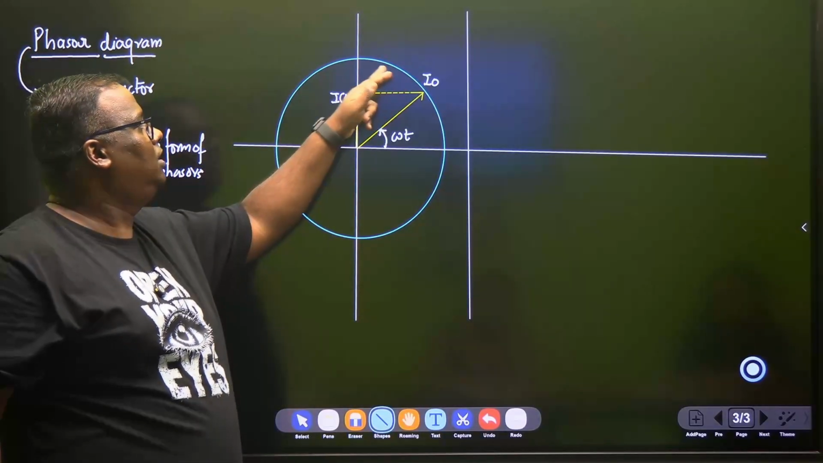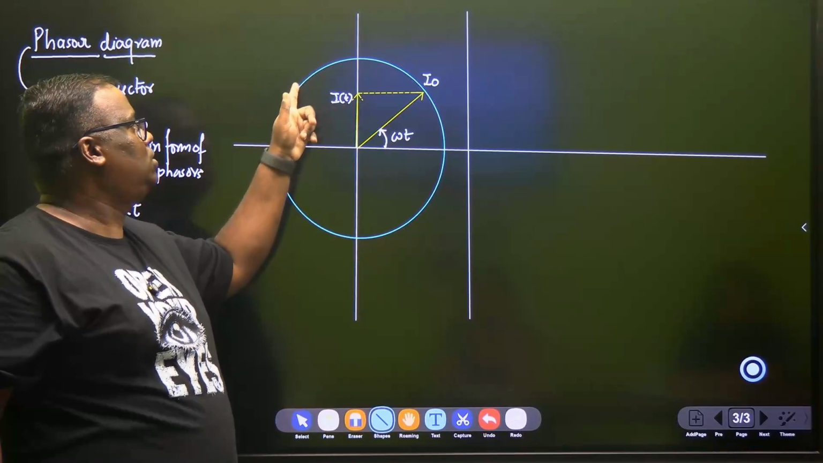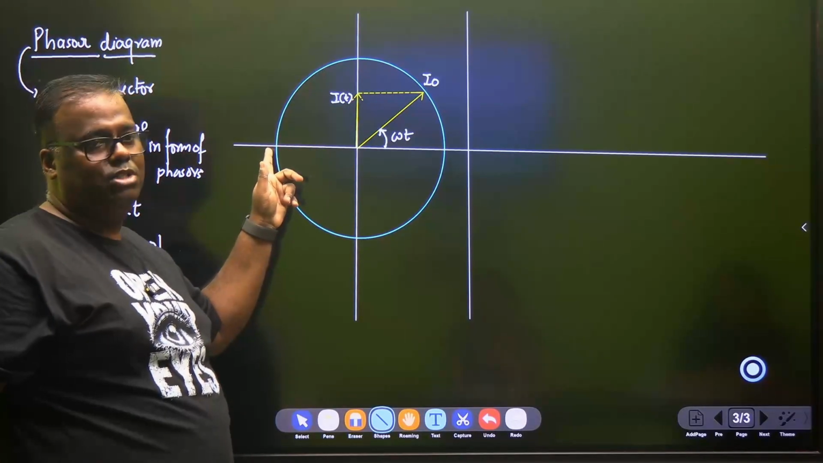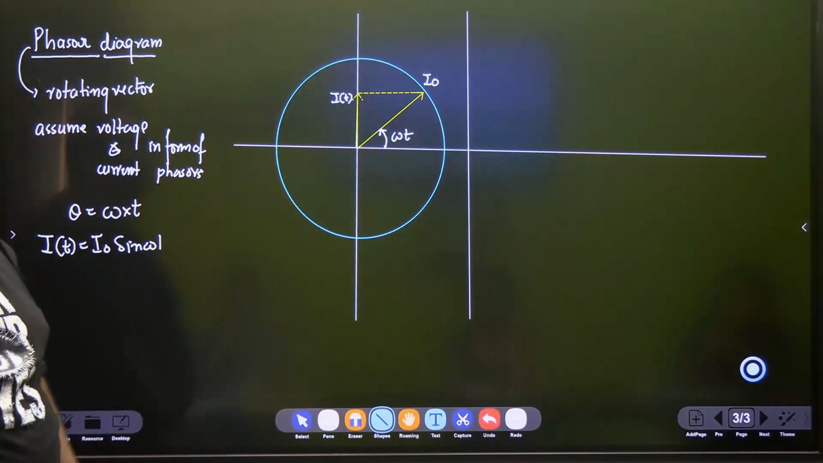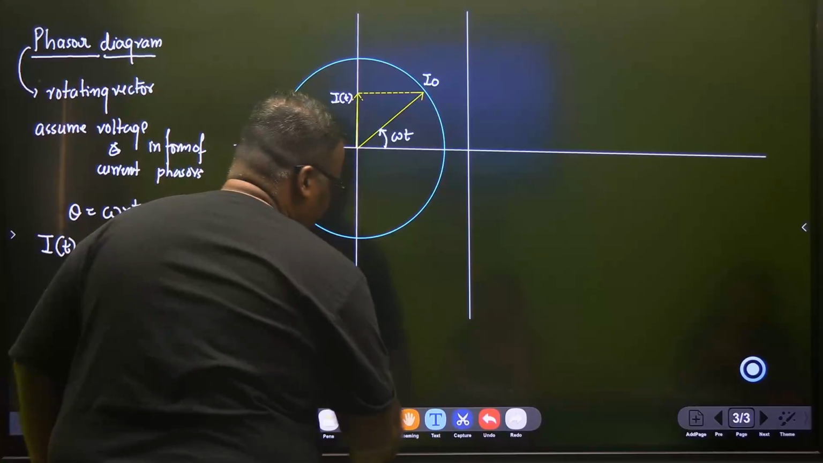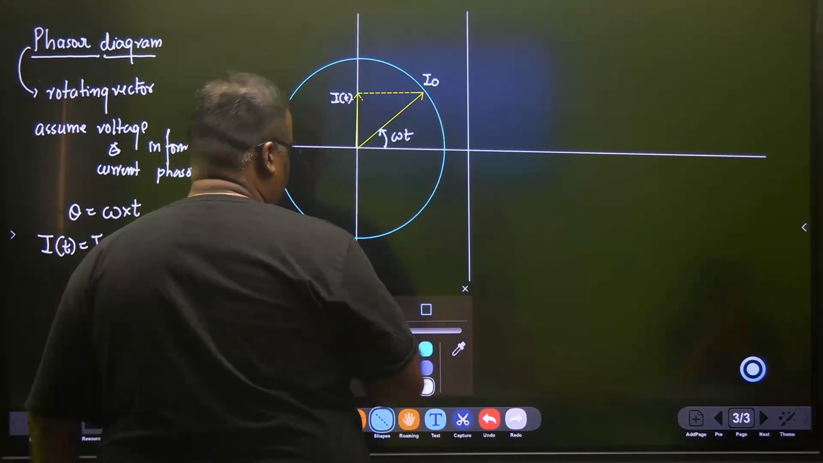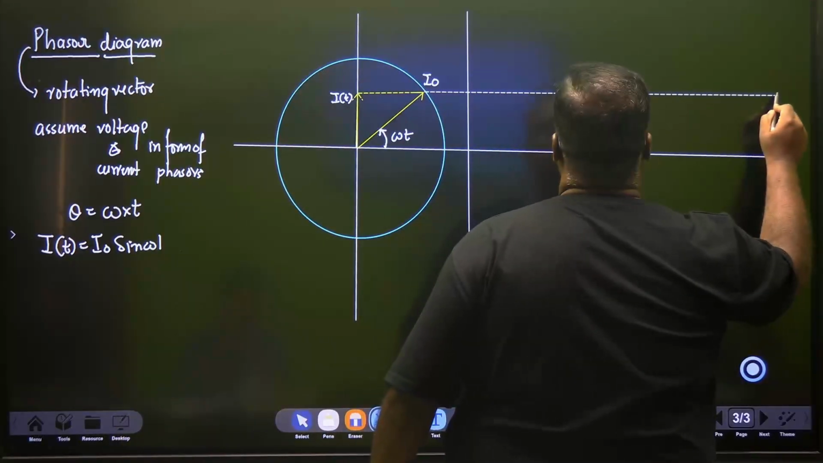When you are here, then I at t increases. Again, when you come here, I at t will slowly decrease. And here it will again become 0. There is no vertical projection. Have we understood this or not? Okay. Now, what I do, I now take these projections out here.